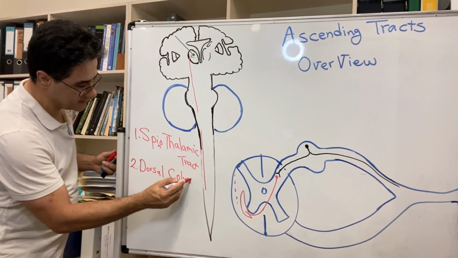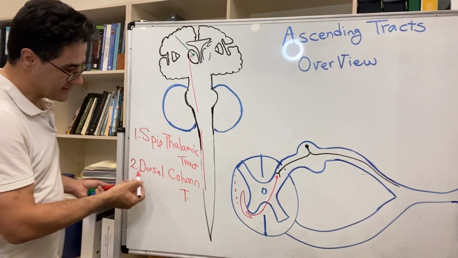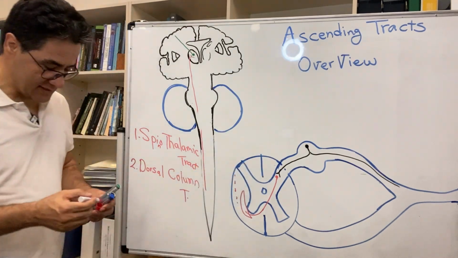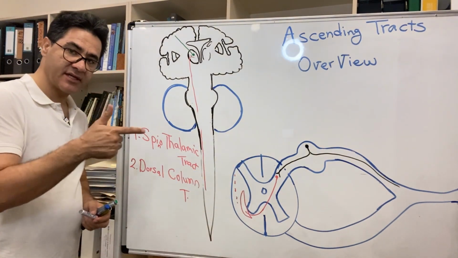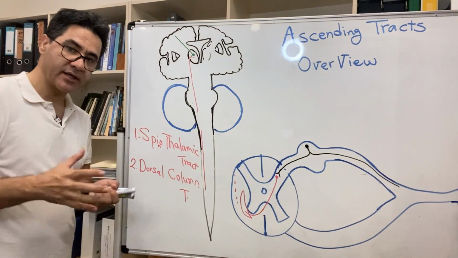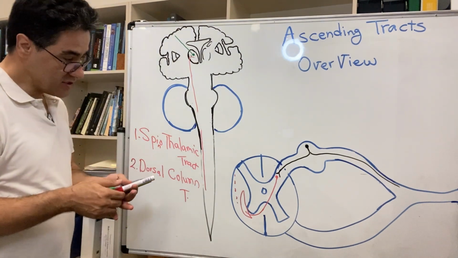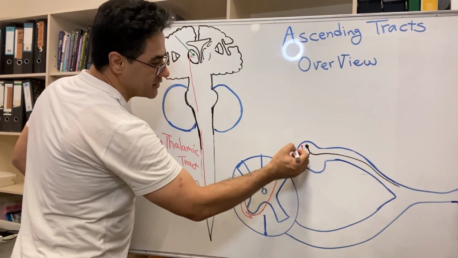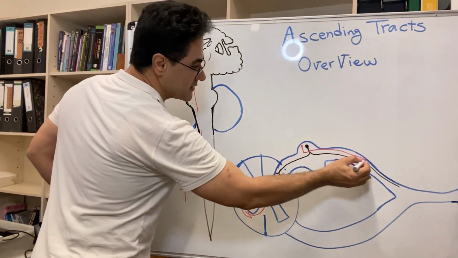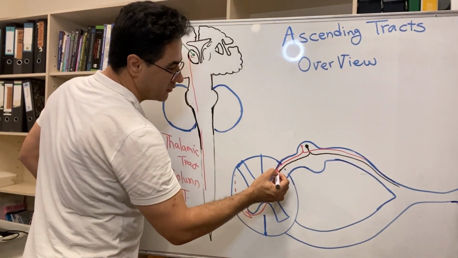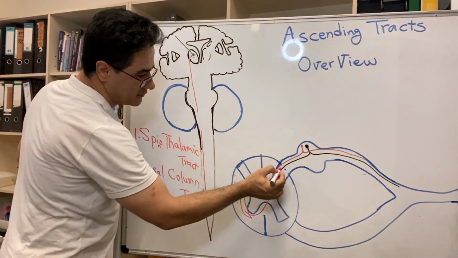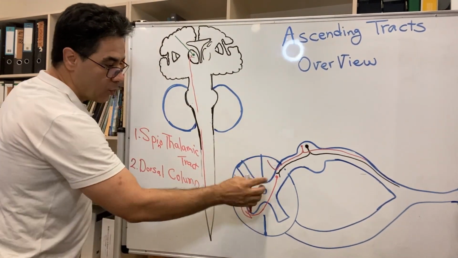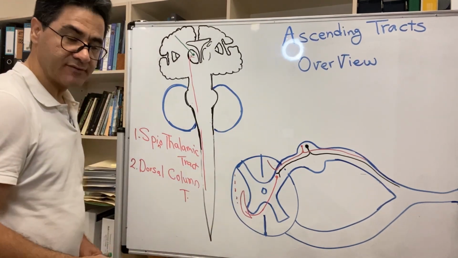Dorsal column tract, as its name suggests, would be here in the dorsal white column. So where is the cell body of the first, second, and third order neurons and where are they synapsing to each other? As I mentioned before, the cell body of the first order neuron is usually here within the dorsal root ganglion, and it splits into two branches, peripheral and central, and then it gets into the dorsal column tract without synapsing onto the cell body of the second order neuron.